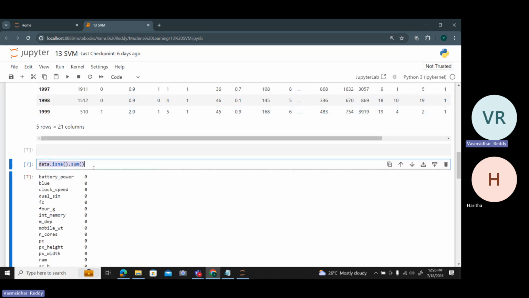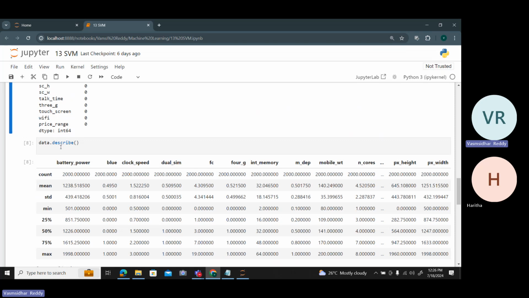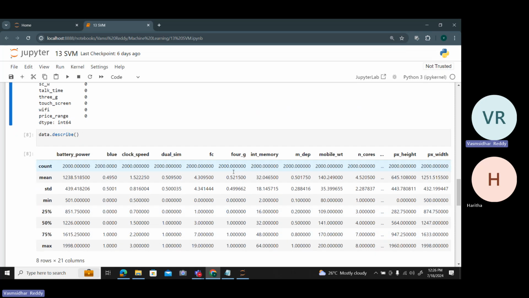If you want to check, data.isnull().sum() shows there are no null values present in the data. Describe is used for the statistical analysis of the numerical columns.